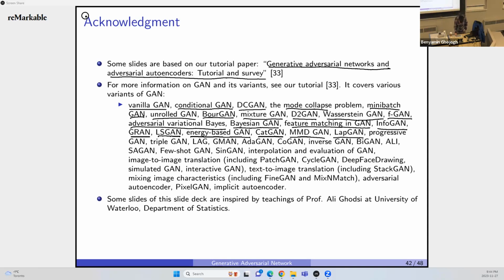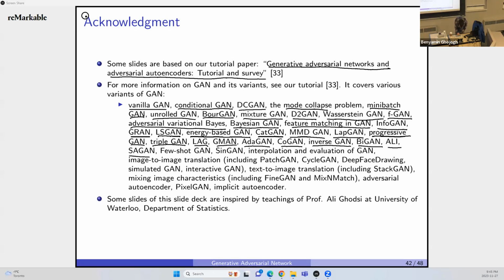What is LAP GAN? LAP is short for Laplacian pyramid. Have you seen Laplacian pyramid in computer vision and image processing? So you have an image, you can make it smaller and smaller and smaller. So LAPGAN says, let's generate images in higher resolution, then a bit smaller, then smaller, generating images in different levels of the Laplacian pyramid. Progressive GAN, triple GAN, lag, G-man, ADA GAN, co-GAN, inverse GAN, bi-GAN. Bi-GAN is bidirectional GAN.